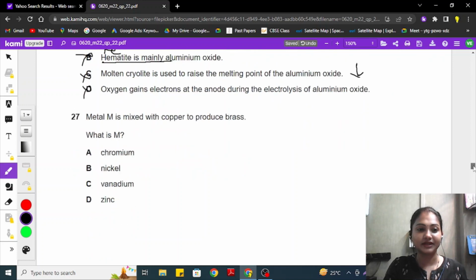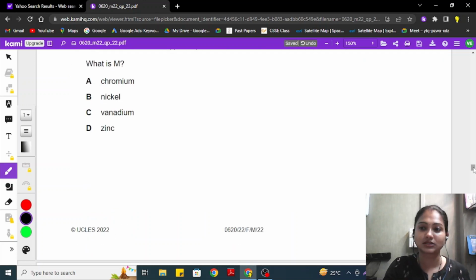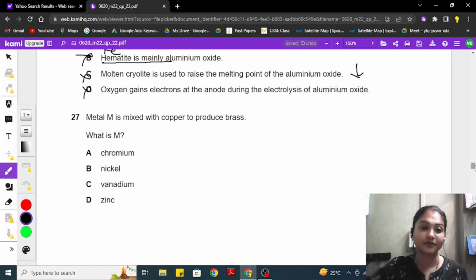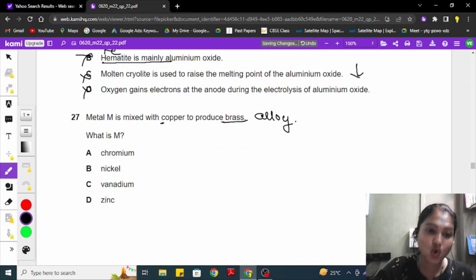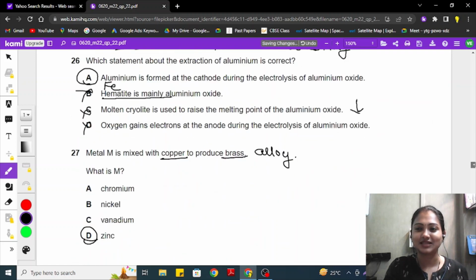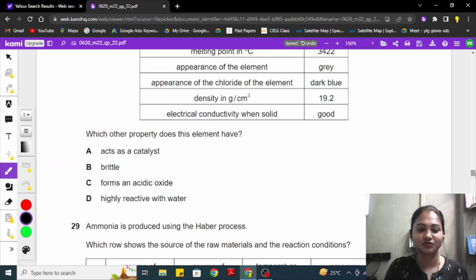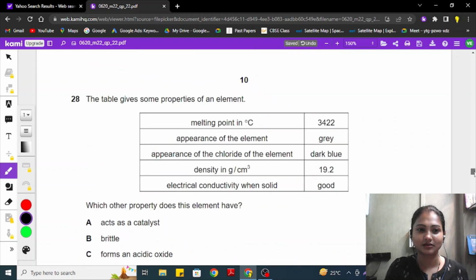Now we come to the next question. Metal M is mixed with copper to produce brass. Brass is an alloy, and brass as an alloy is formed with copper and zinc. So our option for 27 is D. Now we come to 28. Here we have a table that gives some properties of an element. The melting point is given, and the appearance is given, which is gray. The chloride of the element is dark blue.